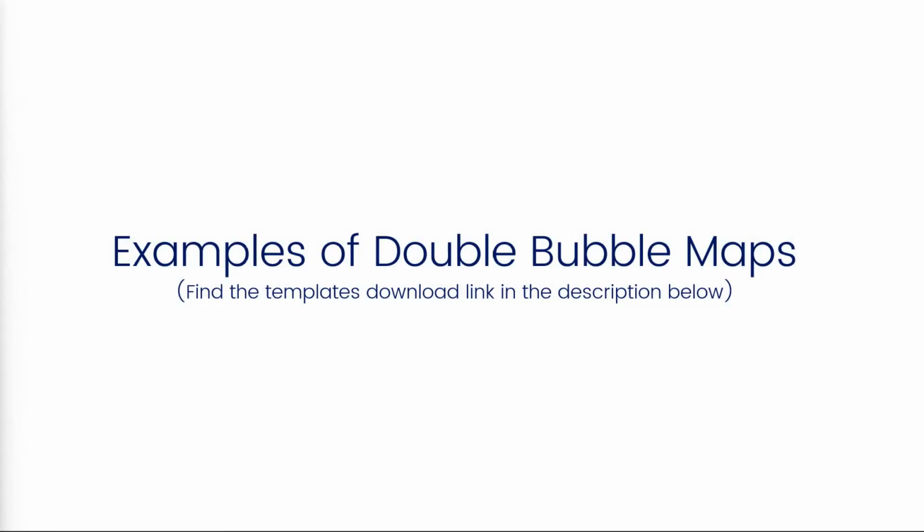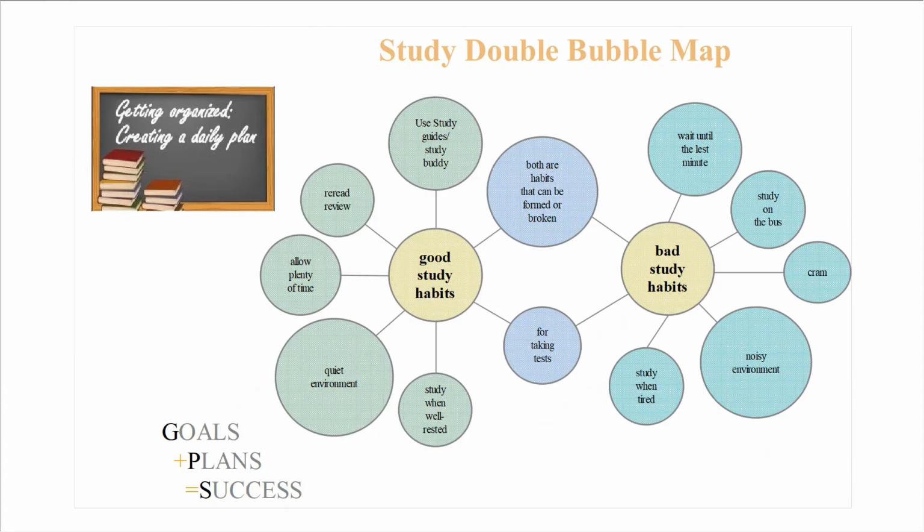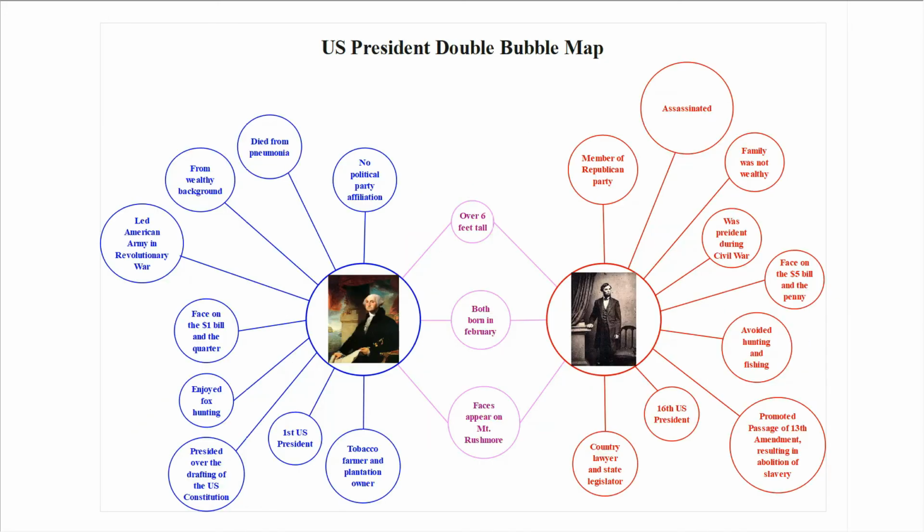Now let's see a few more examples of double bubble maps. Here's a creature double bubble map. This is a study double bubble map and a US President double bubble map.